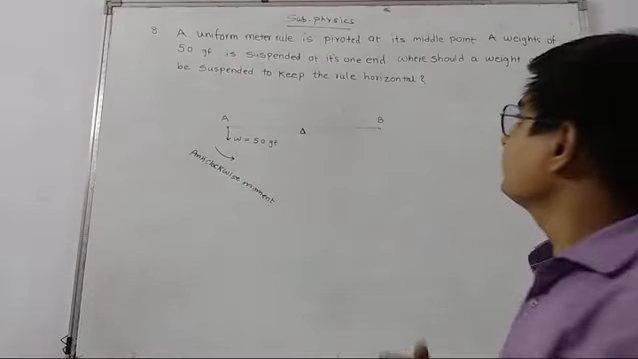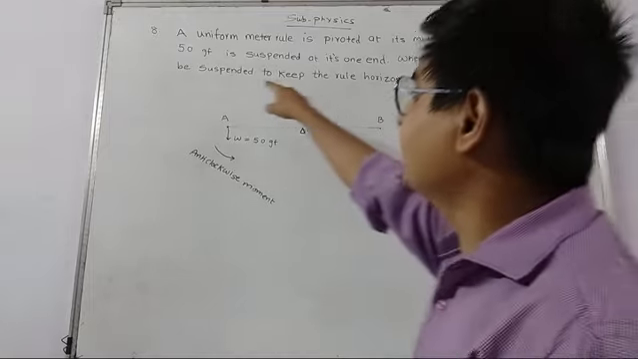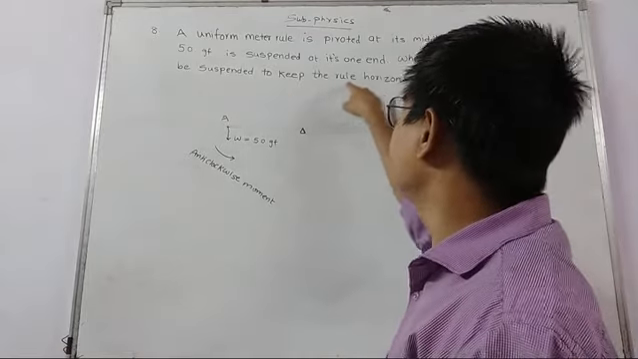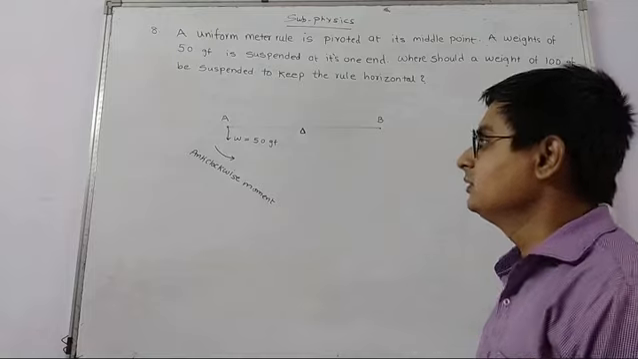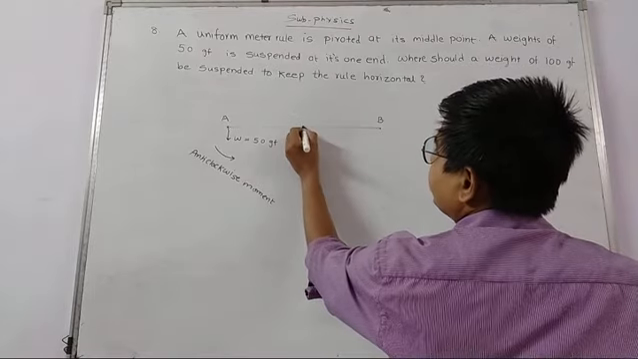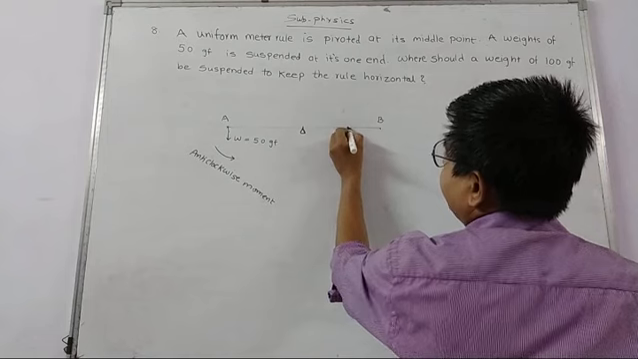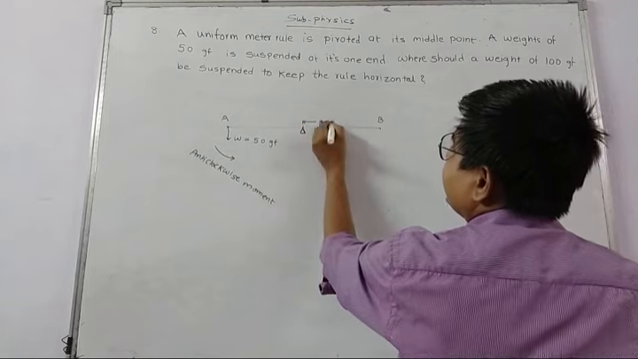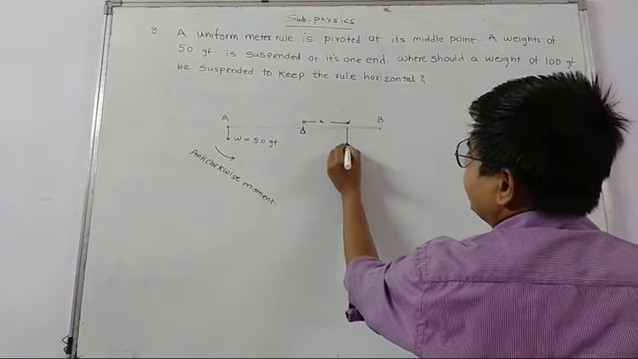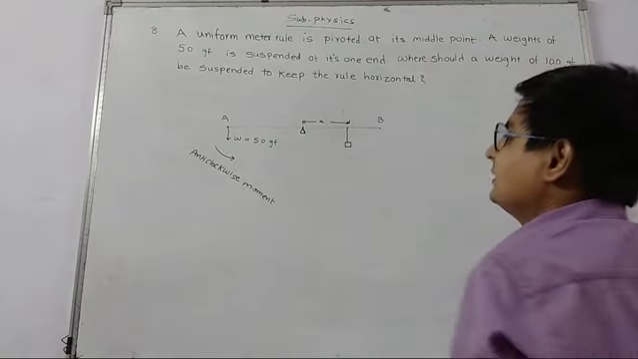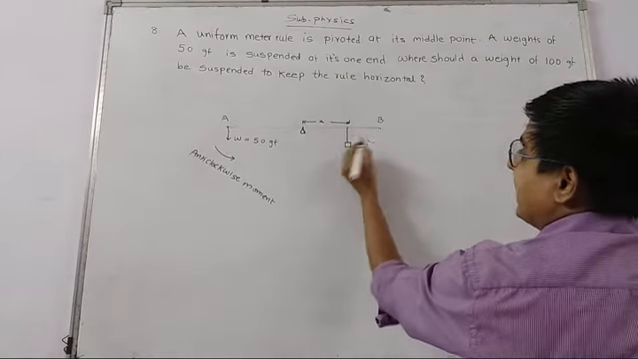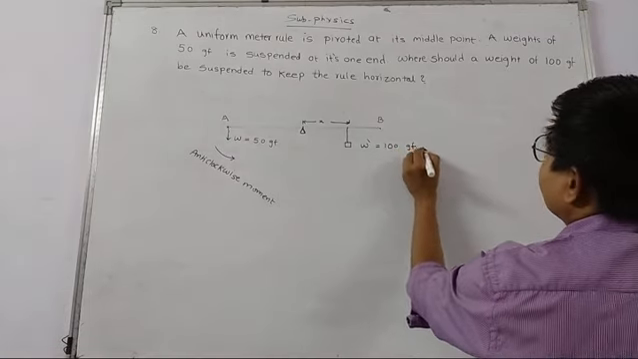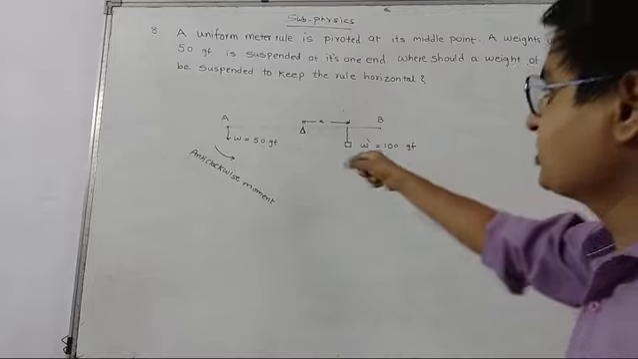Now what they are asking, where should the weight of 100 gf be suspended to keep the rule horizontal. So suppose from this midpoint or pivot point, let the distance x be where they have suspended another weight, and let's say that weight is W dash and which is 100 gf. Another 100 gf is suspended.